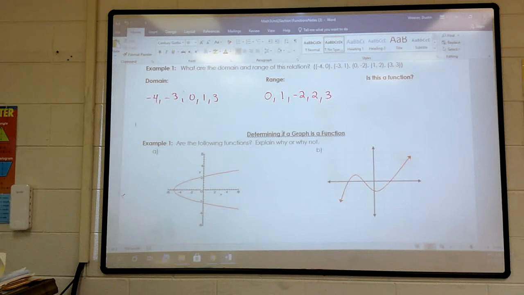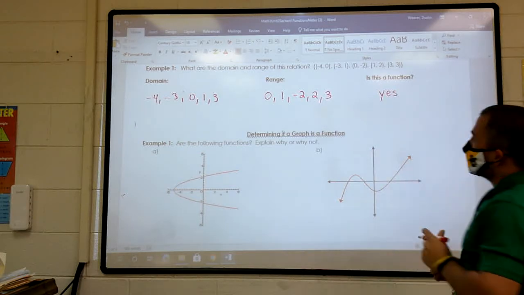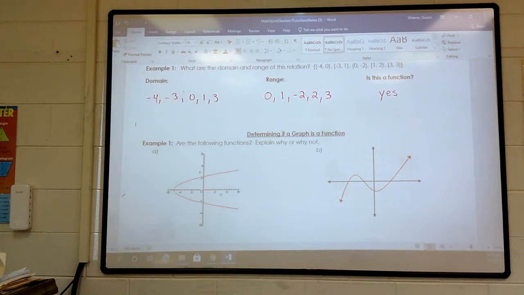Yeah, this one is a function. So you have 5 different x values. You have -4 going to 0, -3 going to 1, 0 going to -2, 1 going to 2, and 3 to 3. So yes, this is a function. Okay. Now, that is if you're given some points. That's a way of telling if it's a function or not.